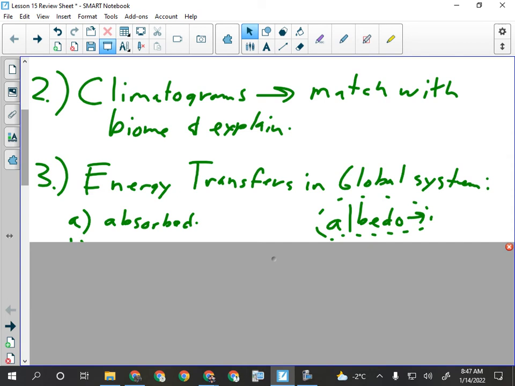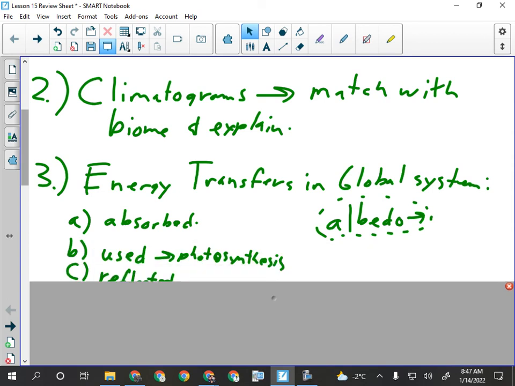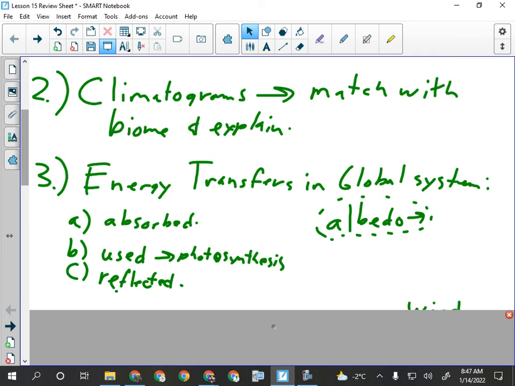The third one's always the trickiest one. Converted. By what? Plants, photosynthesis. So you got to know those three things. You got to know what's going on. When light strikes the Earth's surface, you probably want to talk about albedo, because it's albedo that determines how much is absorbed and how much is reflected, and how much also is used. I say used here, but you could also say converted, as long as you mention that the process doing the use or conversion is photosynthesis.